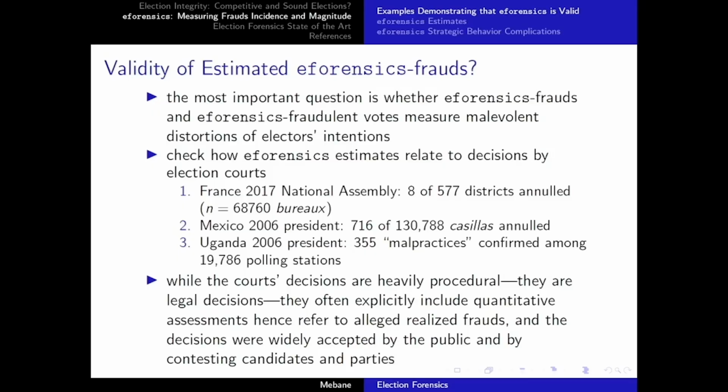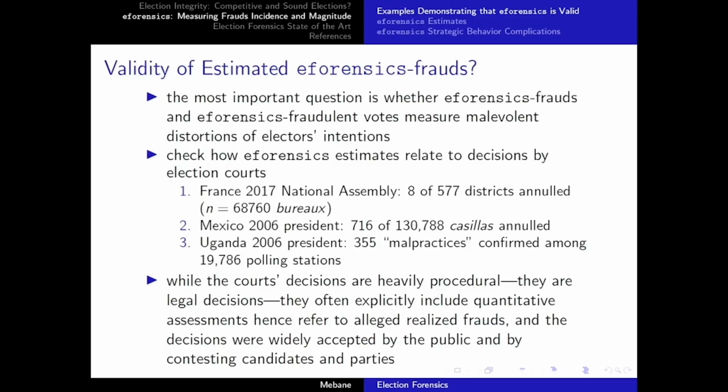And the second one is Mexico, where in the Mexican case, they didn't annul the election, but they did annul the results in 716 casillas, which are ballot boxes. Again, up to about 750 votes in each of these ballot boxes. These are literally just ballot boxes. And they had 130,000, 131,000. They annulled 718 of them. And the question is, do the e-forensics estimates for these ballot boxes match the court's decisions to annul?